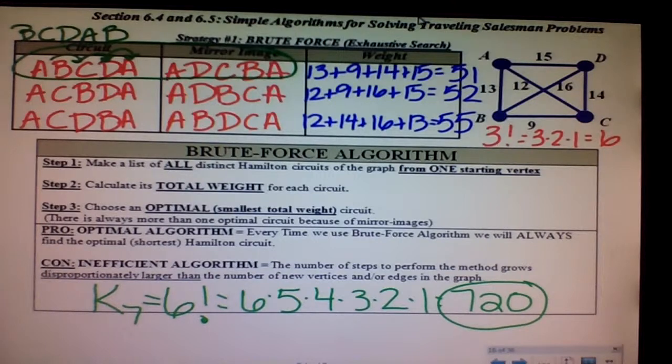If I have 7 dots in my graph, to use brute force, you'd have to list out 720 Hamilton circuits. So that's the problem with brute force.